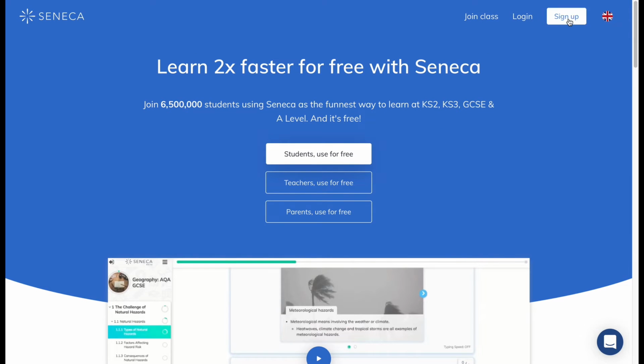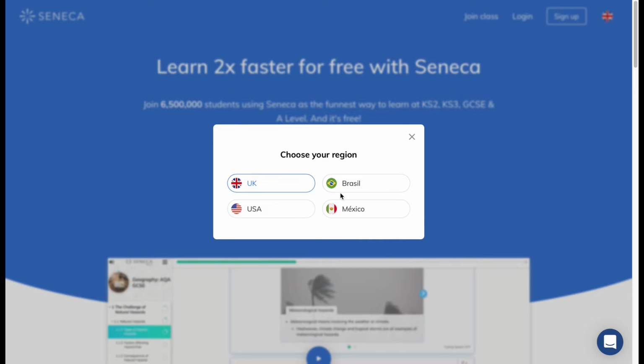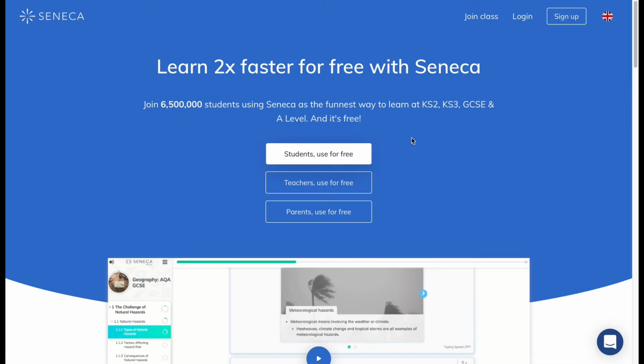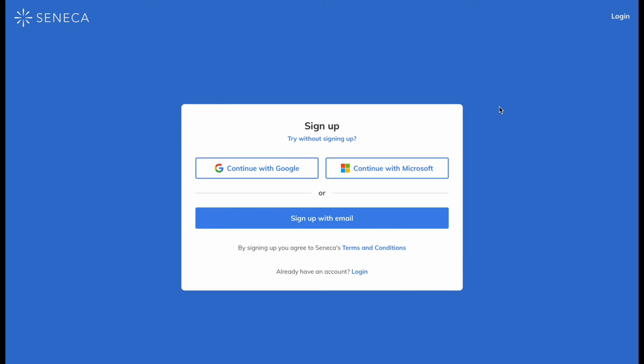And when it comes to signing up, this is a very simple process. You can choose your region if you need to. It's available in 4 different countries at this moment in time: the UK, USA, Brazil and Mexico, but we're obviously part of the UK. So we're going to go into the sign up button. We're going to click the sign up button over here, and let's go inside.